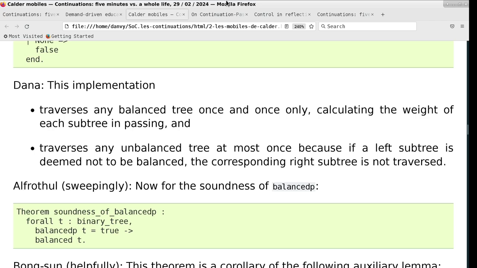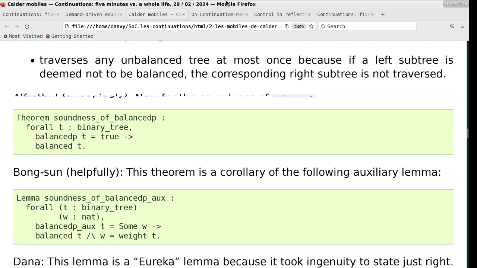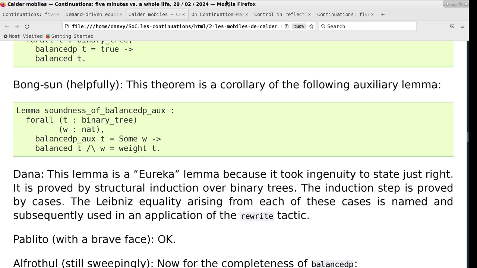Now, for the soundness of balanced P. So we write our first theorem. The theorem of soundness says that if our program returns true for a tree, then that tree is balanced. That's the definition of soundness. This theorem is a corollary of the following auxiliary lemma. Now we have our first lemma.